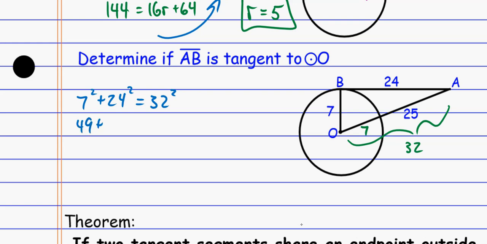I do the 24 squared, and I get 576. And then the 32 squared gives me 1,024. And then, of course, the 576 and the 49 added together gives me 625. Looks like I came up a bit short here. And so when I look at this, these are not equal, which means this is not a right triangle, which means that AB is not a tangent line.